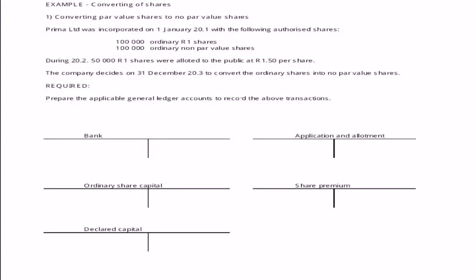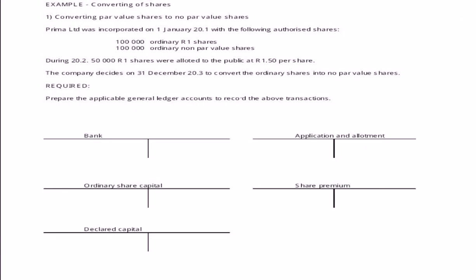Okay, let's look at an example of the journal entries for when we convert ordinary par value shares into no par value shares. Now remember, under the old Companies Act, we were allowed to issue shares which we called par value shares. Under the new Companies Act, we're not allowed to issue par value shares anymore. Therefore, we need to make sure that we are able to convert our ordinary par value shares to no par value shares based on the requirements of the Companies Act and the accompanying regulations.